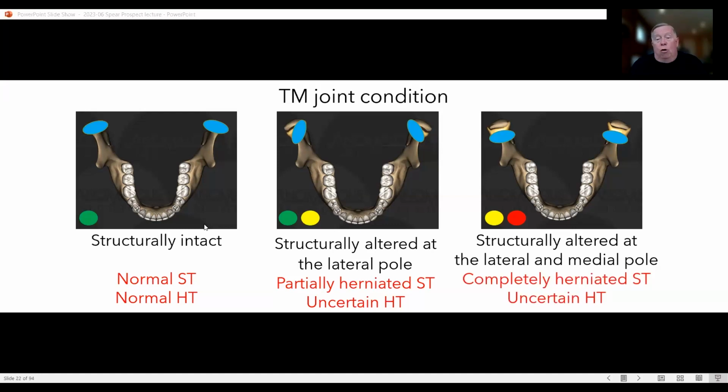Now, in the yellow-red cases, the disc is off completely. So that's a completely herniated disc, and we don't know about the bone. It may or may not hold its normal shape. It may or may not hold its normal position. Everything's kind of up in the air there. Honestly, that's why they're yellow-red. There's more risk involved in those types of cases.